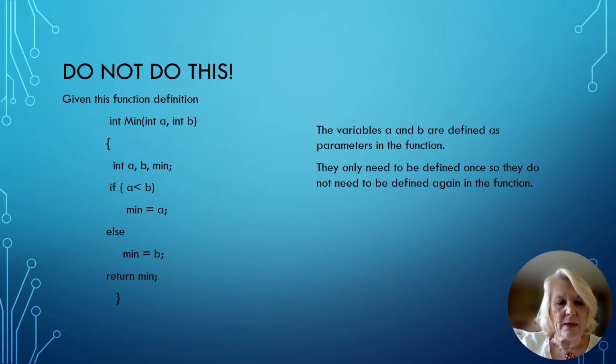You don't need that. We would just say int min, and then we have if A is less than B, A is assigned to min, else B is assigned to min. And the min function is returning an integer, so that's why we have return min, goes back to the main program.